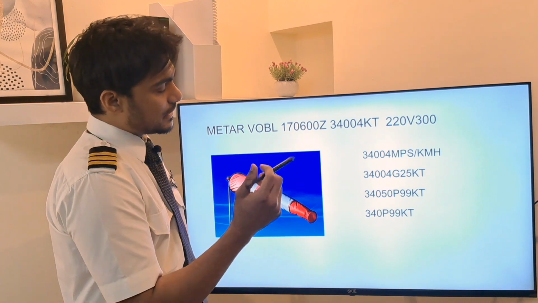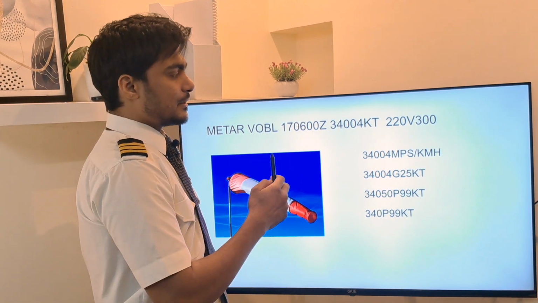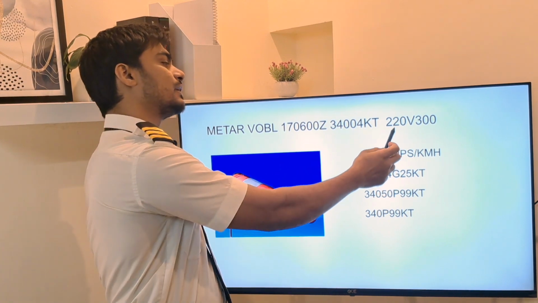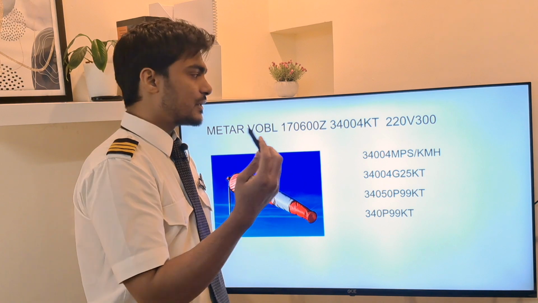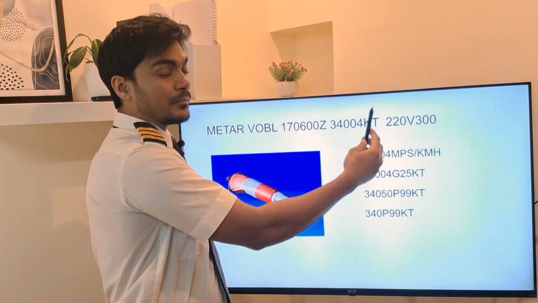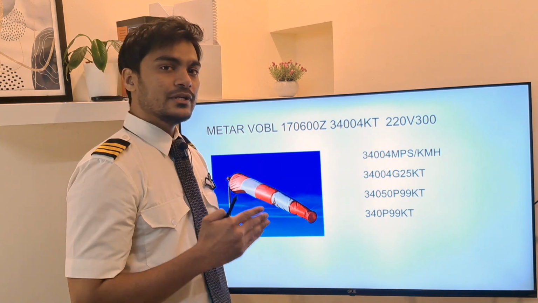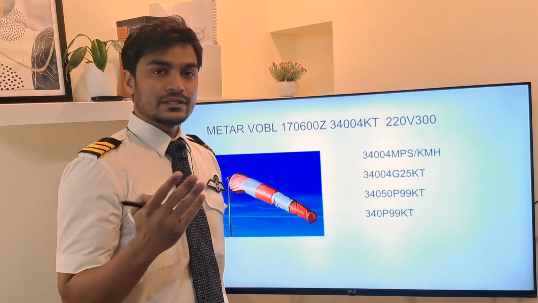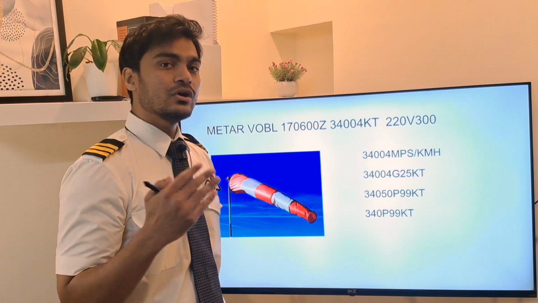Now we have a special condition, that is anytime your winds are varying in direction by more than 60 degrees. This phenomenon does not really exist every now and then. This is a very rare situation. This may or may not be there depending on whether your wind direction is changing. Now the wind direction change should not be like 5 degrees, 10 degrees. It should always be beyond 60 degrees.